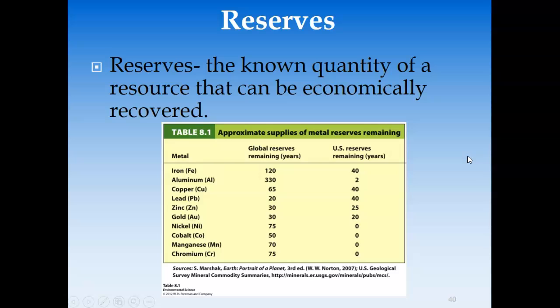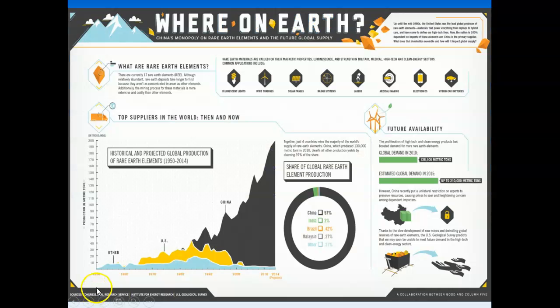Reserves is the known quantity of a resource that can be economically recovered. And this shows you the global reserves and the US reserves remaining in years. But this was published in 2007, so we're far past that. At that time that it was published, aluminum only had 2 years in the United States, so we can make the assumption that we no longer have aluminum for us in the United States. So consequently, we have to rely on other countries.